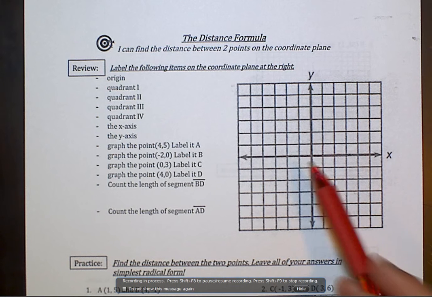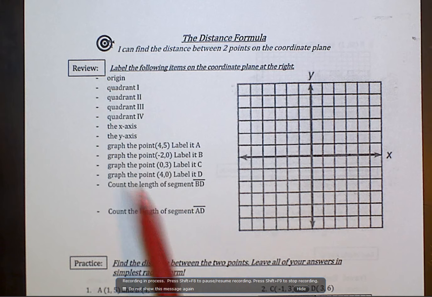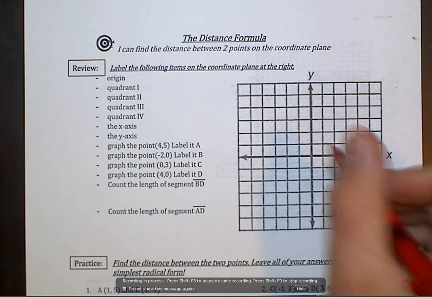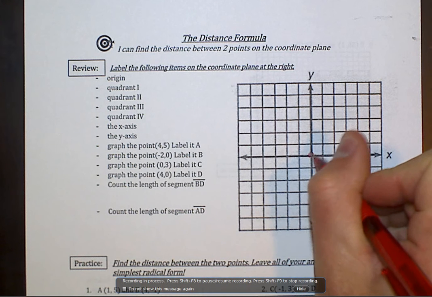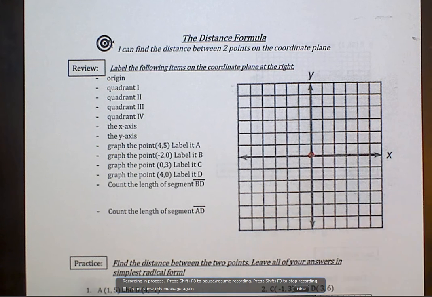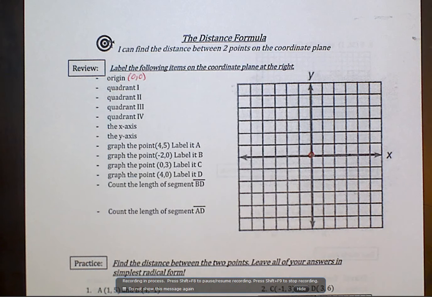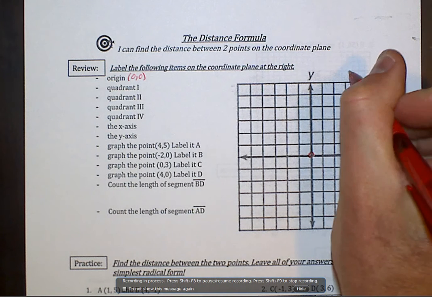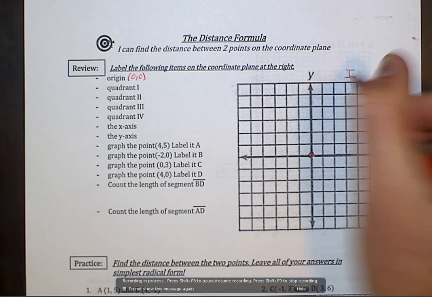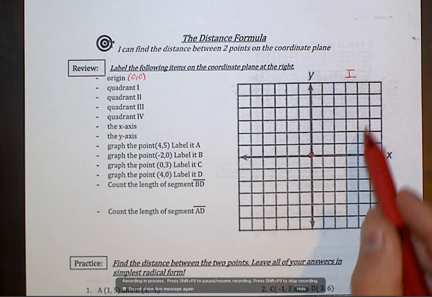So the first thing, there's a list here right down the line, and we're just going to go down the line and talk about each one and mark it. Okay, so the first one is the origin, and the origin is always right smack dab in the middle, and that's always the point of 0, 0. Okay, quadrant 1, 2, 3, and 4, those are the next ones on the list, and we'll kind of just go right in order. This is quadrant 1. Okay, quadrant 1 is this area right in here.